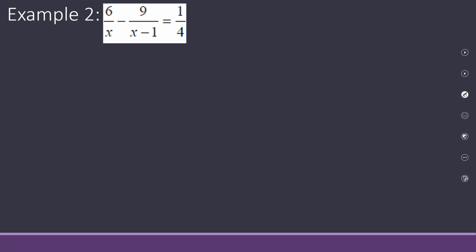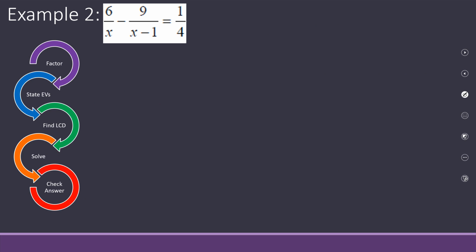Number 2, 6 over x minus 9 over x minus 1 equals 1 over 4. Again, nothing to factor. So state those denominators, set them equal to 0 so you can get the restrictions, x equaling 0. X minus 1 gives us a restriction of positive 1, and the 4 doesn't have an x. I need all 3 terms of 4, an x, and an x minus 1 as a common denominator.